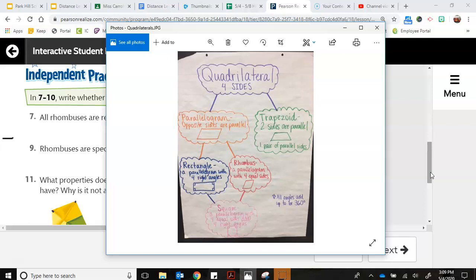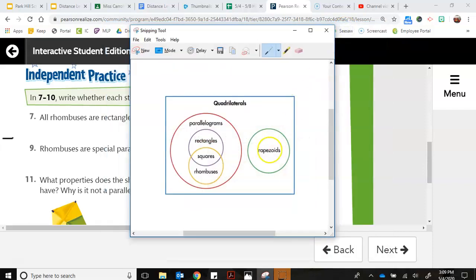So yesterday I showed you this chart, but today I want to show you another way of looking at it. This is the one that Pearson uses, so you might see this one a little bit more. They have a big box with quadrilaterals, and then they have circles. So they have trapezoids on their own because those don't really fit into any other categories, just with the quadrilaterals.